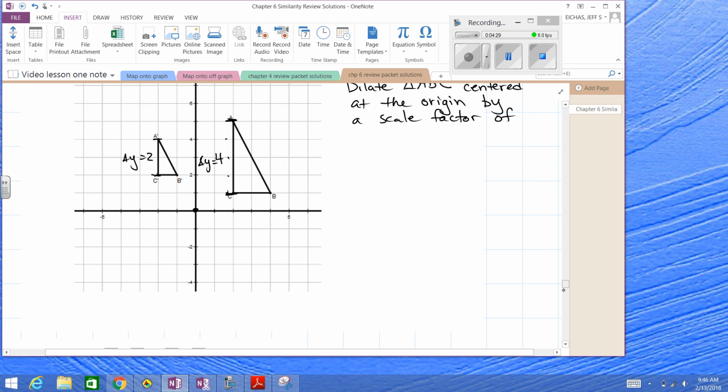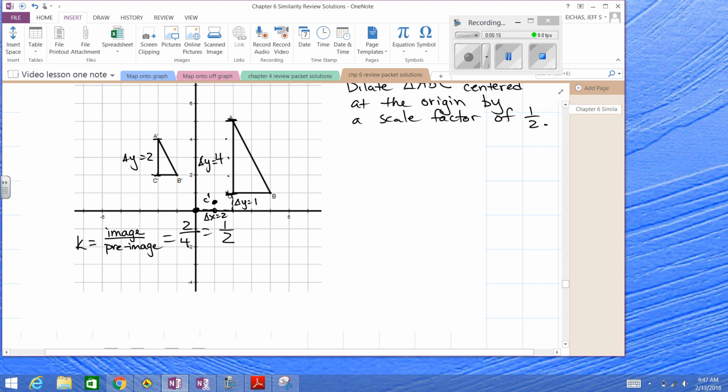So again, let's look at that scale factor calculation. The scale factor k should be the image over the pre-image. Now the image is smaller, it's 2, the pre-image is 4, so our scale factor, if we reduce it, is 1/2. Okay, now let's actually perform that from this center. The change in x for this is 2. Change in y is 1. Cut that in half. We're going 1 in the x direction, a half in the y direction. That's going to be C prime.